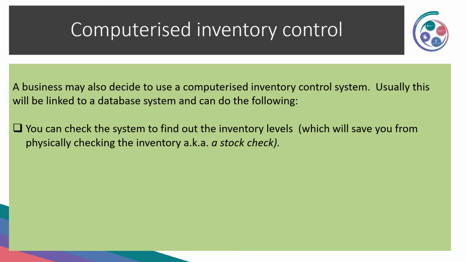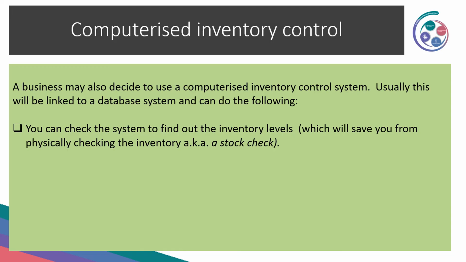You can check the system to find out the inventory levels. So if it's linked to a database, you would look up the computer, possibly even scan a barcode, and it would help you save from physically checking the inventory. So in other words, it would stop you from having to do a stock check.